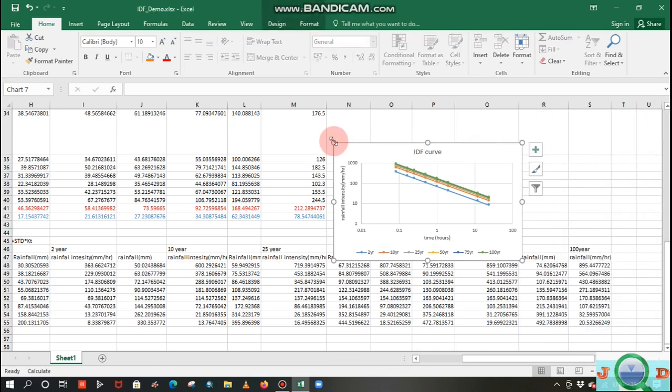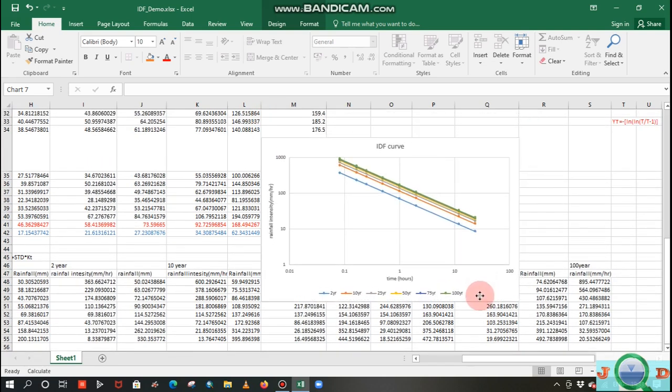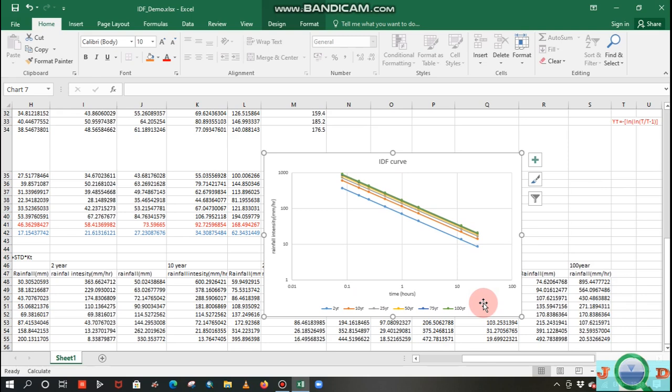So here is the final IDF curve which we plotted, for different return periods.